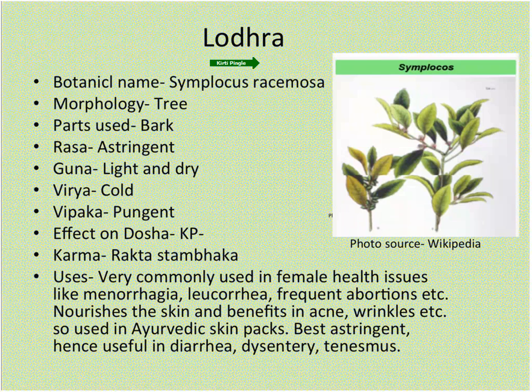Then another herb is Lodra. Lodra is called Symplocos racemosa. It's again a big tree. Its bark is used. It is astringent, light, and cooling in nature. This is also an excellent rakta stambhak, meaning it stops bleeding immediately. It is very commonly used in female disorders like hemorrhagia, leukorrhea, and frequent abortions. In these cases, especially to stop heavy bleeding, Lodra is used.